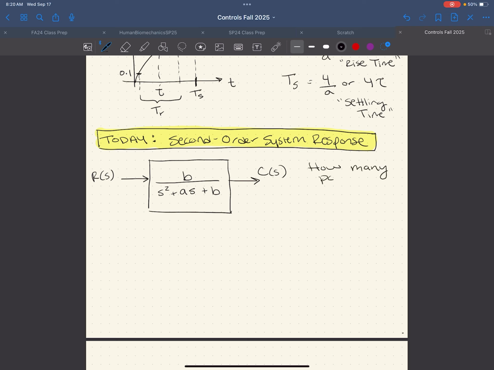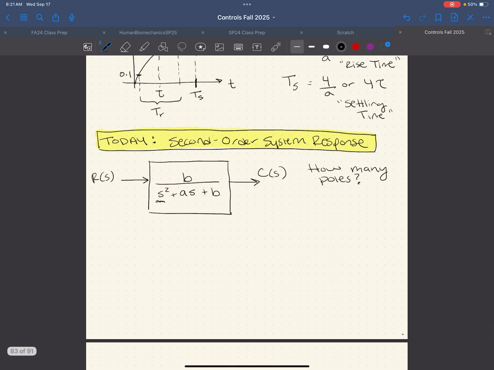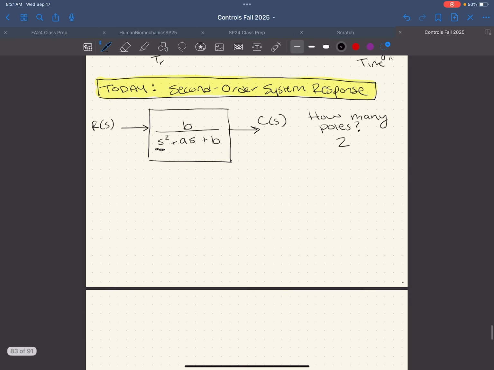How many poles? Well, it's the same as the order of the system, right? So if I have an s squared polynomial, that means I have two roots, which means that I have two poles. Because remember, the definition of a pole is the value of s that causes the denominator to become 0, which is also the definition of the root of that polynomial. So a second order system has two poles. A first order system, only one pole. This is always the case.